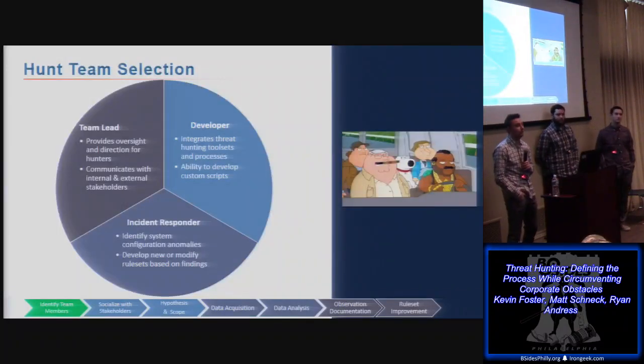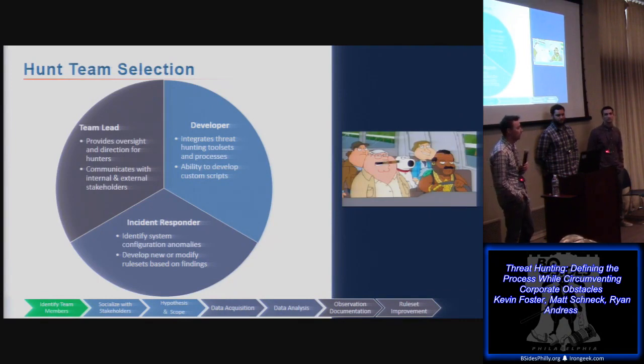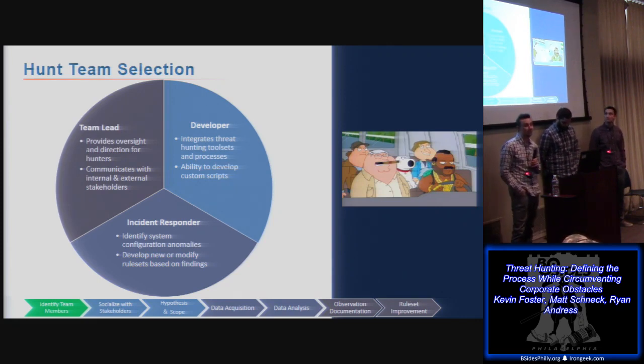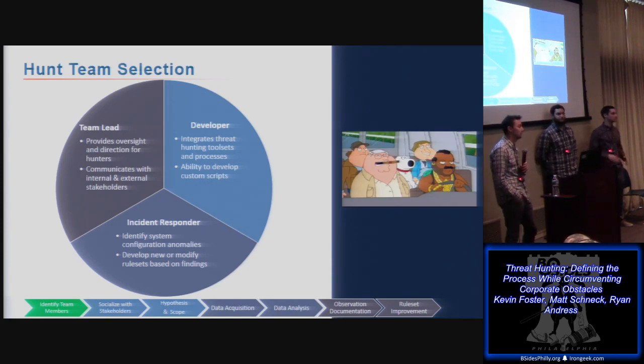In terms of the threat hunt team selection, there's a couple different things out there on the internet we've seen, but generally speaking, we go with 3 core team members: a team lead, a developer, and an incident responder. The team leader generally works not only with the internal team and provides direction, but also externally, communicating with organizational stakeholders in order to get their buy-in.